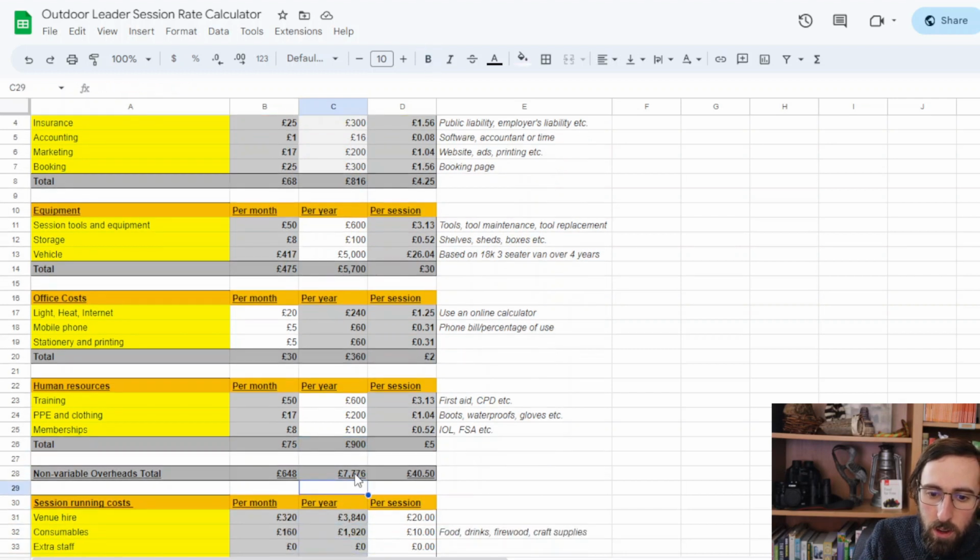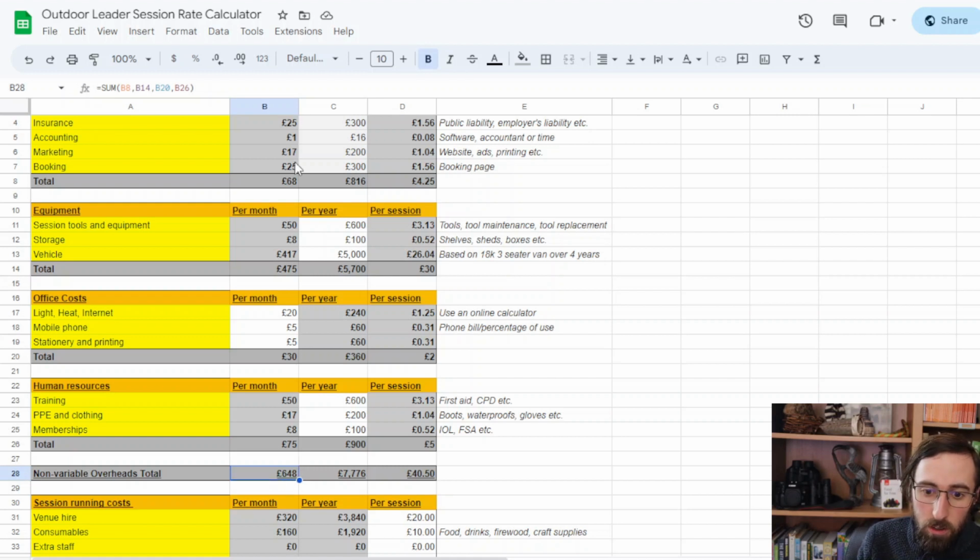So what we then have is the non-variable overheads total. So all of the above expenses are ones that are unlikely to change over the course of the year. They won't fluctuate from month to month. They'll just be a lump sum at some point in the year, or there'll be a consistent cost every month, the same amount. So these are the numbers you're looking for really when you are working out what your overheads are.